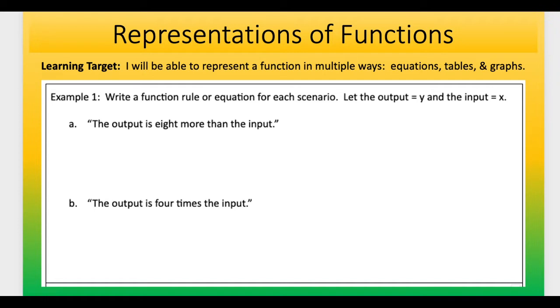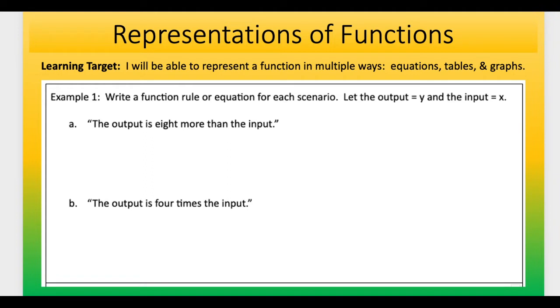So in this first example, we're given several scenarios and we're asked to write a function rule or equation for each scenario. Let the output equal y and the input equal x. Part A, the output is 8 more than the input. So we're going to look at those words very closely, and then we're going to translate those words into an equation. We're already told in the directions that we're going to let the output be y.